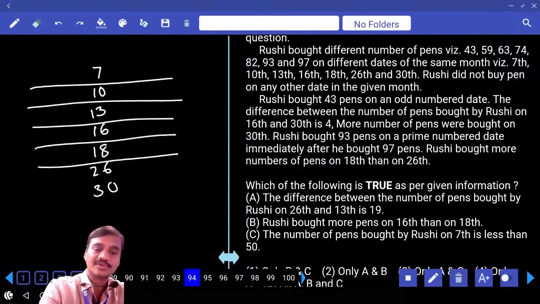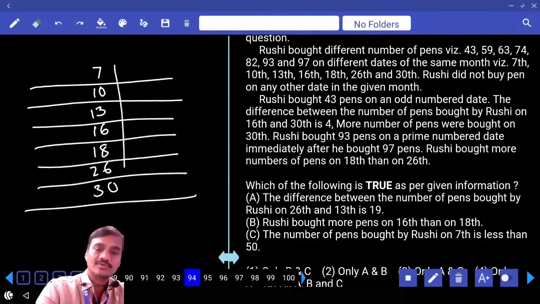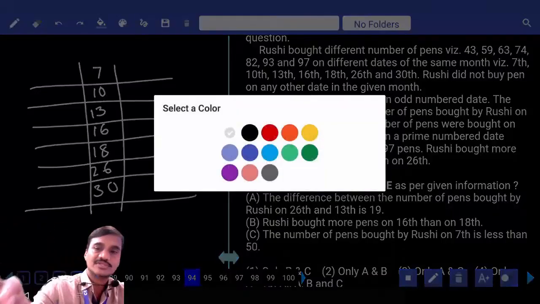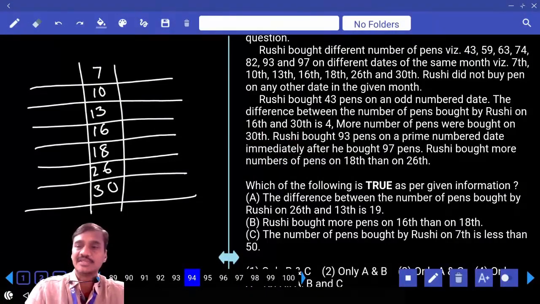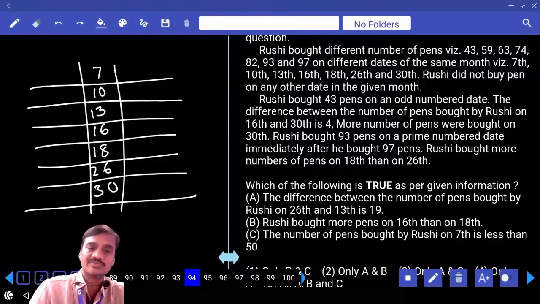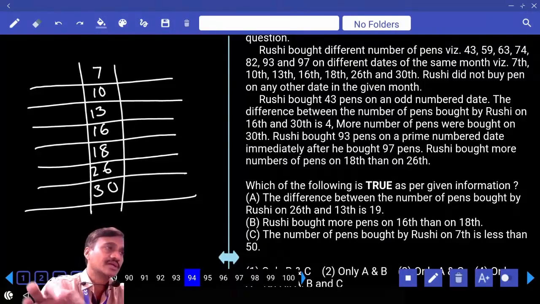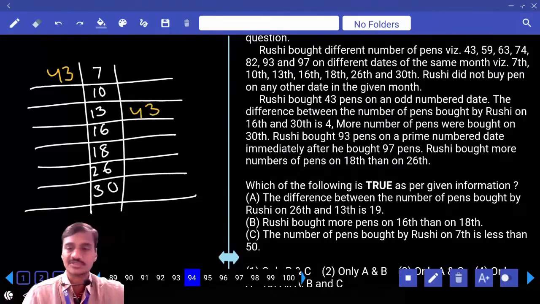Then coming to condition number 1. Now in this condition number 1, what is the information we have? Ruchi bought 43 pens on an odd number date. How many odd number dates do we have? Now only 2, 7 or 13. Right? Hence Ruchi bought 43 pens either on 7th or on 13th. Hence there are only 2 possibilities in this case.